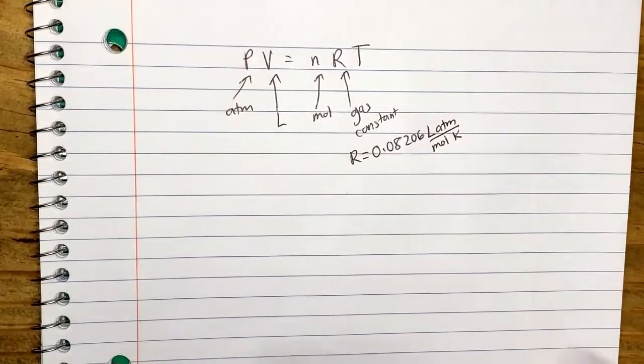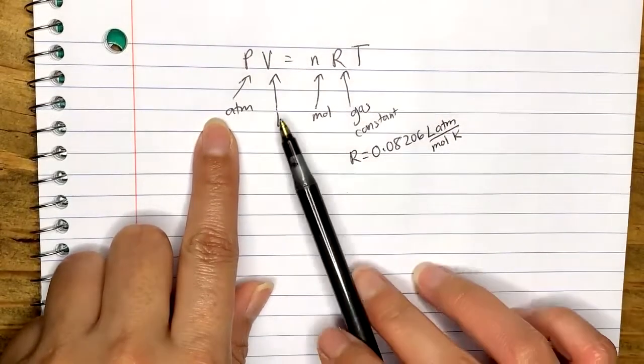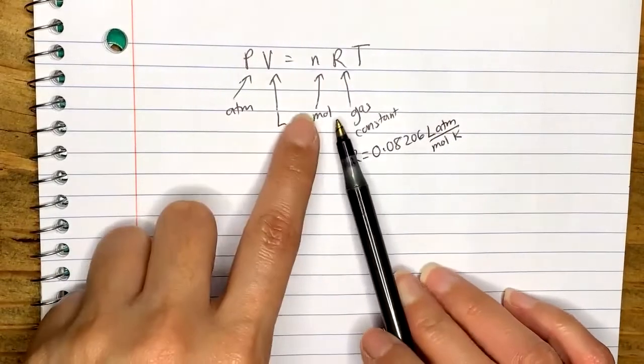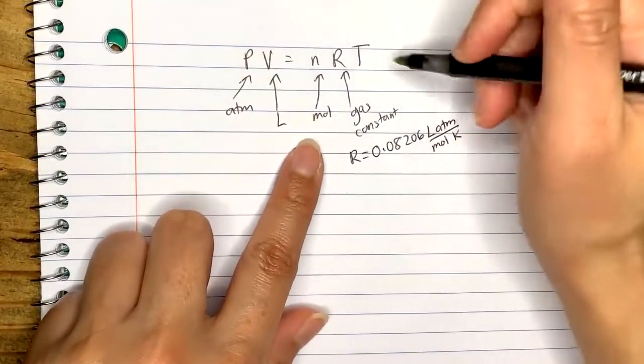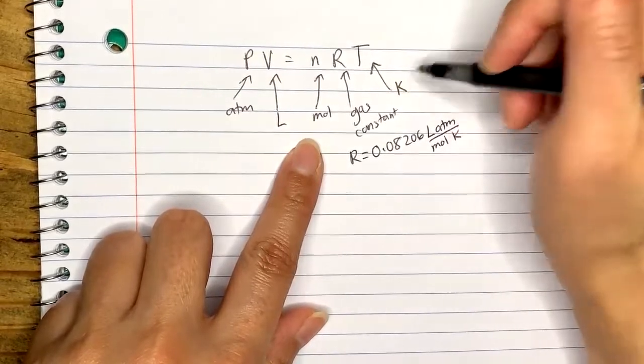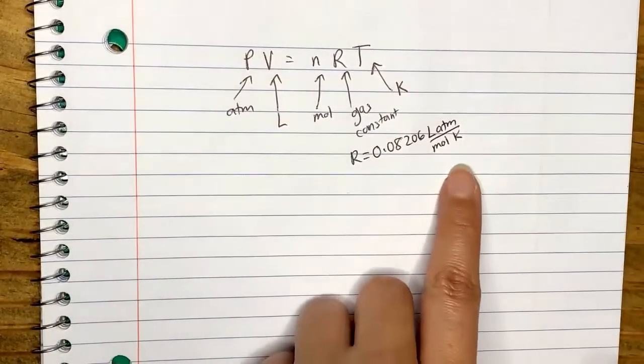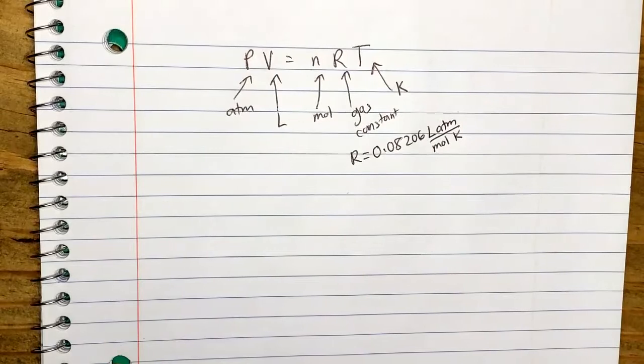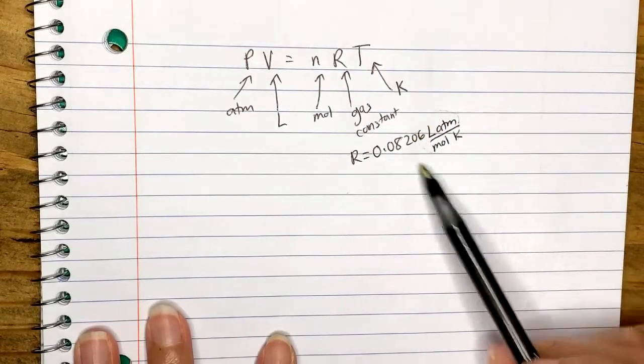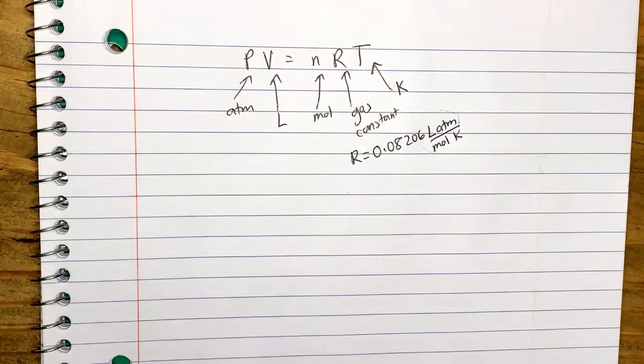Okay, so why? This is why we have to use liter, atm, moles, and then Kelvin for the temperature, because we're trying to match the units of R from the periodic table. So if you forget what units you're supposed to use, just look at the R and see what the units are, and those are the units you have to use.